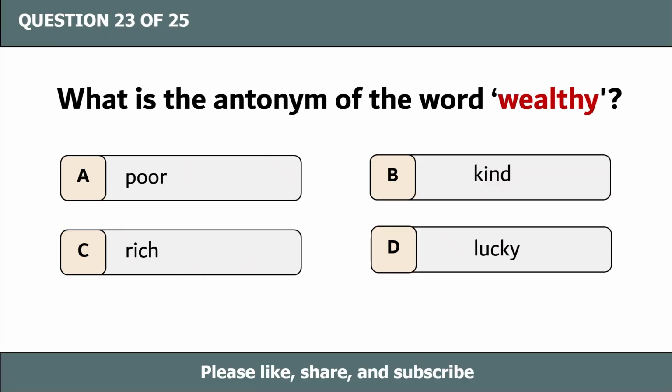Question 23. What is the antonym of the word wealthy? The correct option is A. Poor.